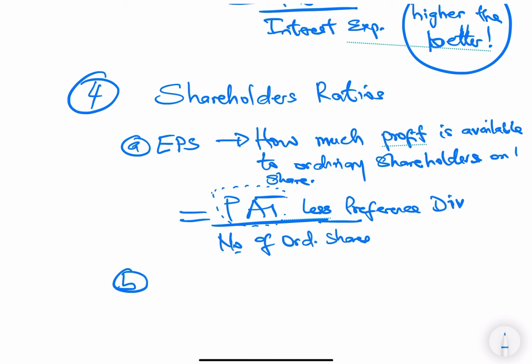The second one here is the PE ratio, which you call the price earnings ratio. Very popular. Price earnings ratio.